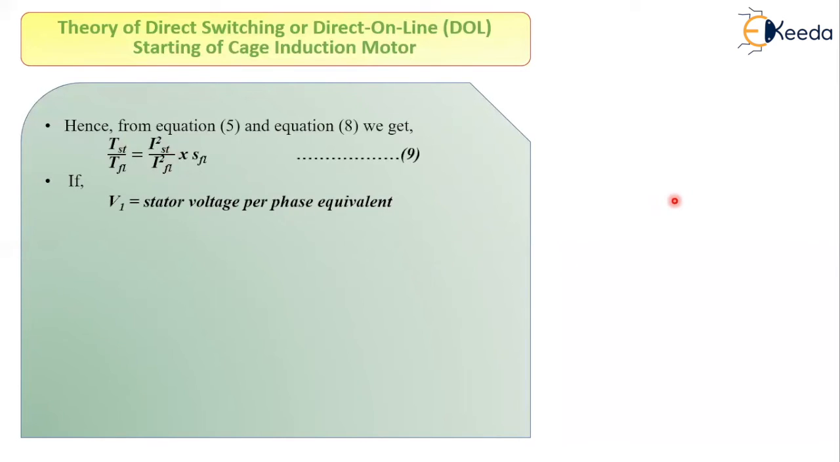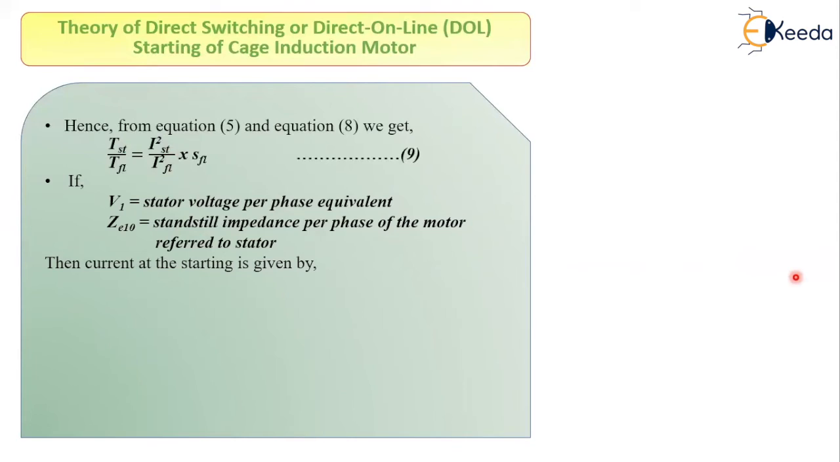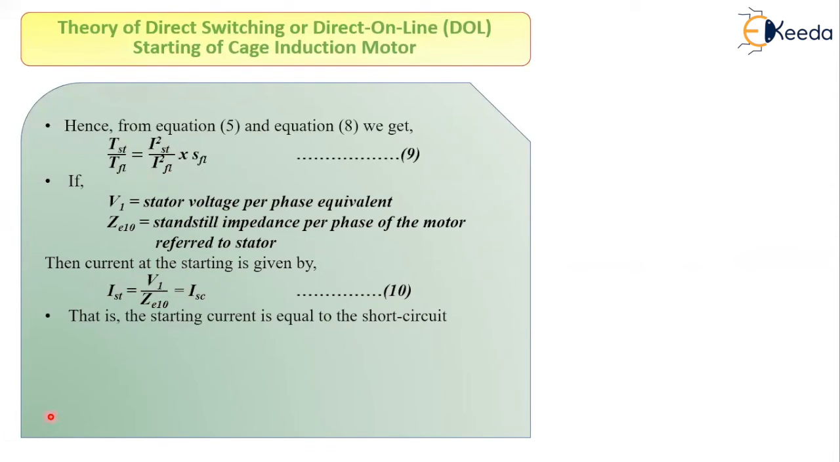Now if we consider that V1 is the value of stator voltage per phase. Similarly, ZE10 is standstill impedance per phase of the motor referred to stator. Then the current which is developed at the starting can be given by formula IST is equal to V1 by ZE10, which is nothing but the short circuit current, that is ISC. Let it be equation number 10. So here we can say that our starting current is nothing but our short circuit current. So starting current is equal to short circuit current.